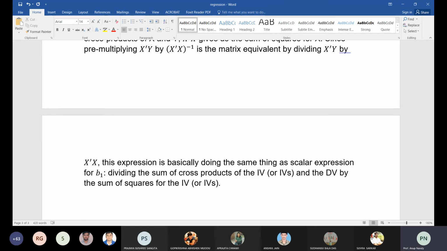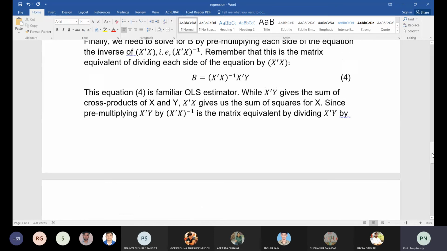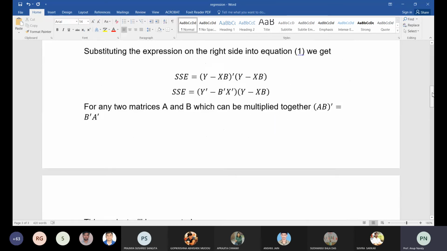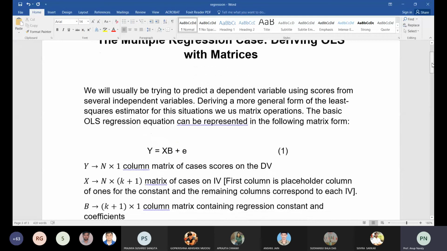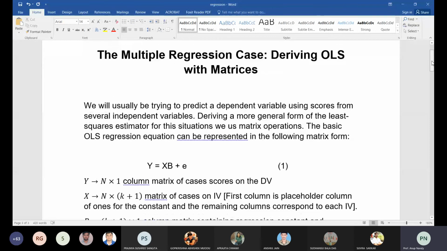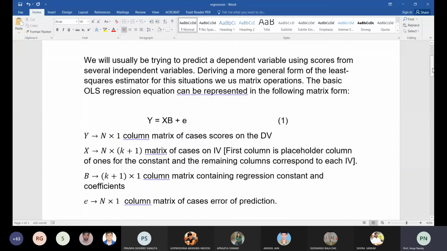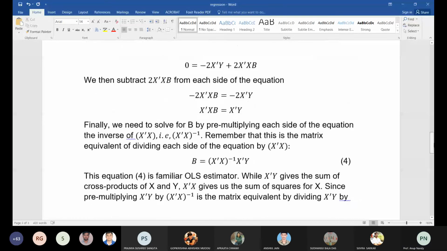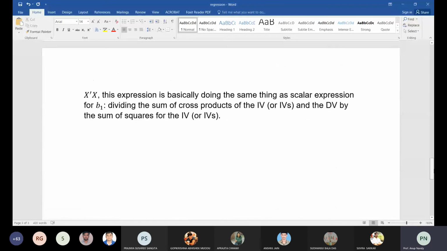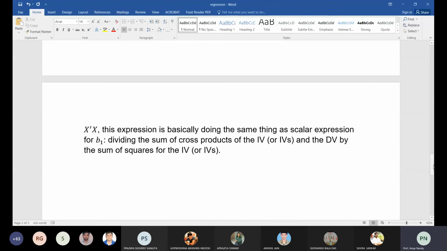Okay, so these are the important things which I just wanted to tell you. These are the entire derivations that you could get in the multiple regression case for deriving these ordinary least square estimations with this matrix form. So if you have more than one independent variable, then you could write it in this way.